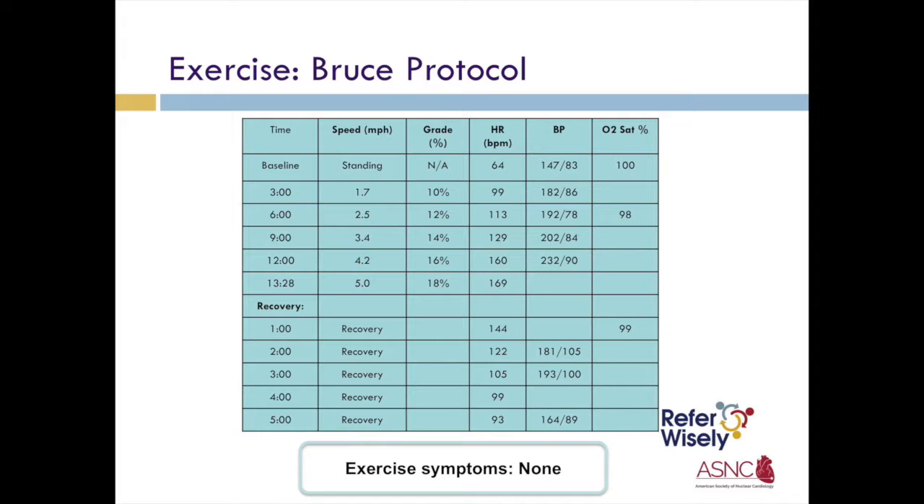And here we can see the patient was able to exercise at a high intensity for 13 minutes and 28 seconds, reaching a peak heart rate of 169 beats per minute, and a notable hypertensive response at 232/90, but with no symptoms. Remember, this is a patient that jogged 5 times a week.